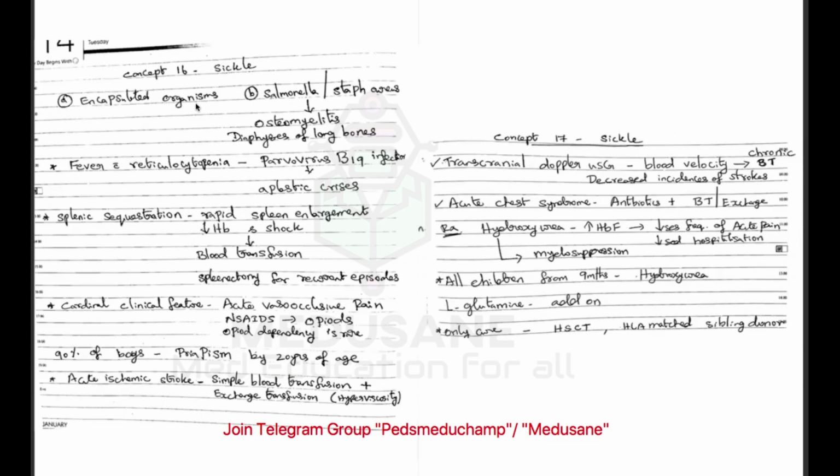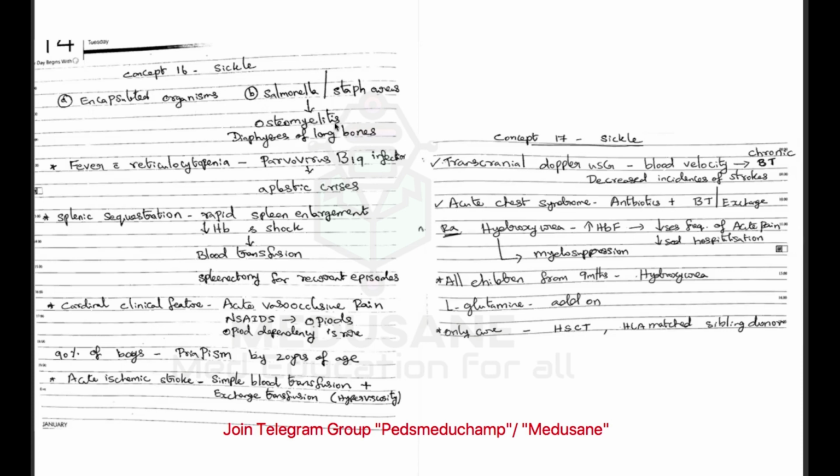Okay. And the final 2 slides of sickle cell. So we know already that since the spleen is a problem, they are prone to encapsulated organisms. But they are also prone to Salmonella and Staph aureus infection. So if they give you a scenario like Salmonella and Staph aureus in the blood culture for sickle cell, what will you suspect? Remember, you have to suspect osteomyelitis. It is very peculiar: Salmonella, sickle cell, osteomyelitis.